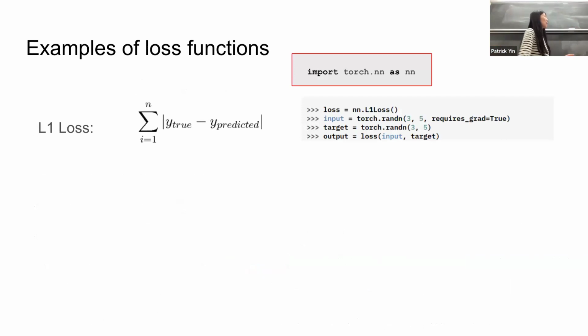Let's dive into two examples to see how PyTorch implements those loss functions. First, you need to import torch.nn, which has a library of implementations for different loss functions. For example, for L1 loss, we just say nn.L1Loss. The next lines randomly define the prediction and the true label. You feed those two values into your predefined loss function, and then you have your loss.